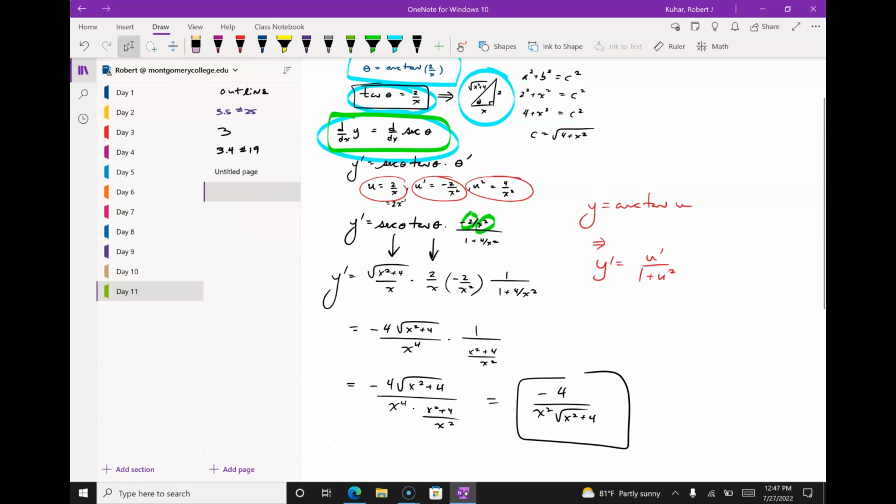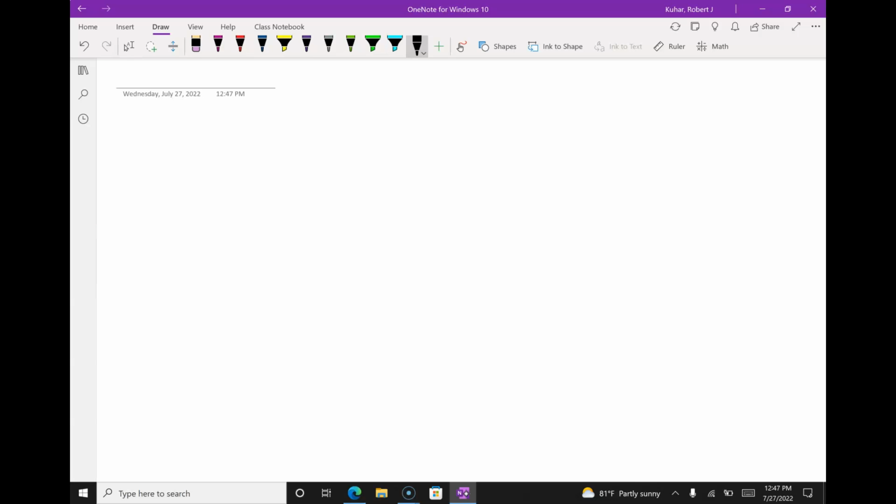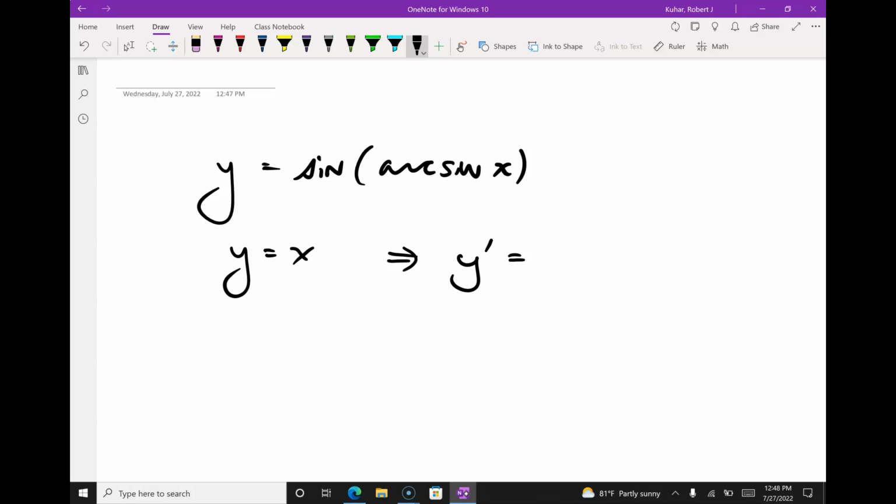Good. Let's do another one like that, but strange. Let's do y equals the sine of the arc sine of x. Now, if you remember your inverse trigs, what does this thing really become? Not 1x, right? So y equals x, which means y prime is 1. Sine and arc sine cancel each other, right? If you're in the right quadrants, but we're always going to be assuming we're in the correct quadrants.